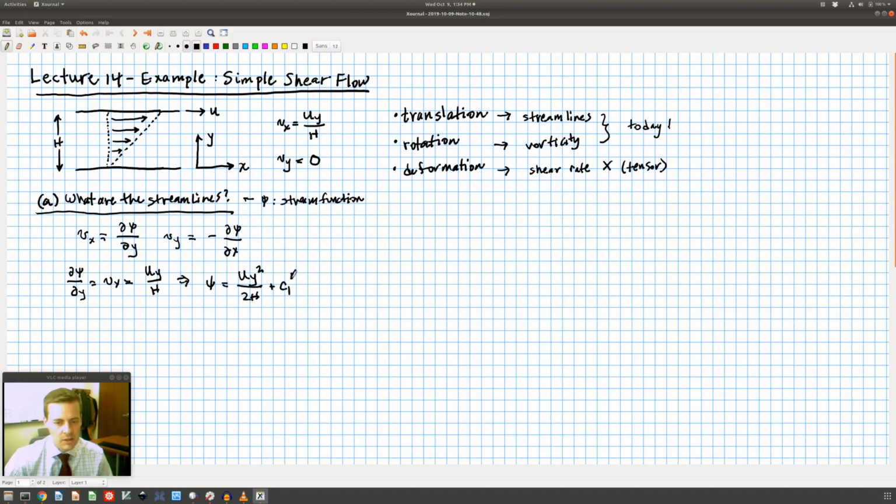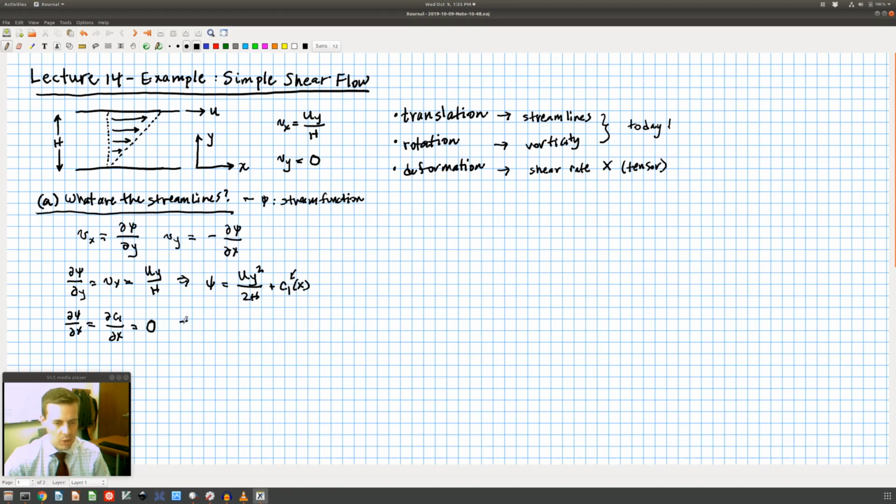This constant, as far as I know, could depend on x because I only integrated with respect to y, and I know that psi depends on both y and x. So now I need to check using my other part, my derivative with respect to x, whether or not this constant depends on x. So I'm going to say d psi dx. I'm going to use the function I just found first. This part does not depend on x, but the constant might, so I'm going to write dc1 dx. And I know that d psi dx is going to equal minus vy. Well, vy is 0, so it doesn't matter if I take the negative of it. So I get 0. Now I'm saying that dc1 dx equals 0.